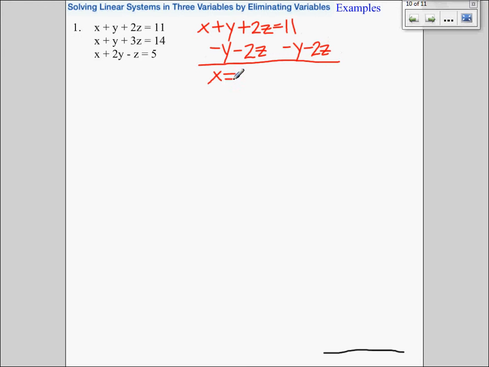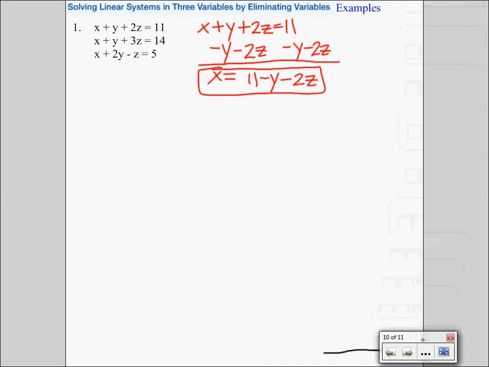You're going to get x equals 11 minus y minus 2z. And what I would recommend doing is to circle this. And I'm going to change colors.